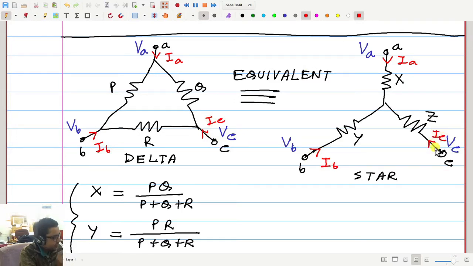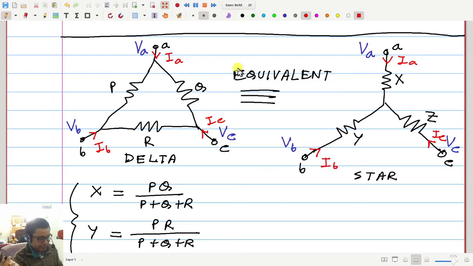I can also say this in a reverse manner: if I pass these three currents IA, IB, and IC in this configuration, then the potential differences that appear between nodes A and B, B and C, and C and A, the same potentials will also appear in this configuration between A and B, B and C, and C and A, if the same currents are flowing. Okay, that is the meaning of equivalence.